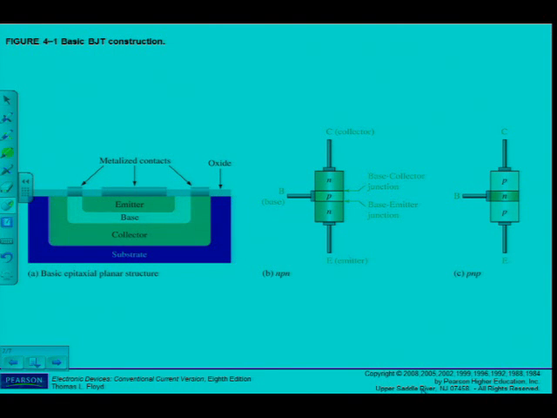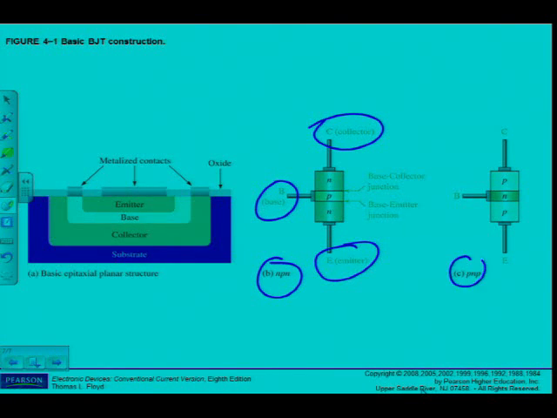First one is NPN, 2 pieces of N material, much larger than the P-type material, which forms the base, which separates the 2. And the 3 materials have got the terminals connected to them, and they are called collector, base, and emitter. Alright, this is for the NPN: 2 N-type materials separated by a P-type material. For the PNP, there are 2 P-type materials separated by N-type material, but the terminals are called the same: collector, base, and emitter.